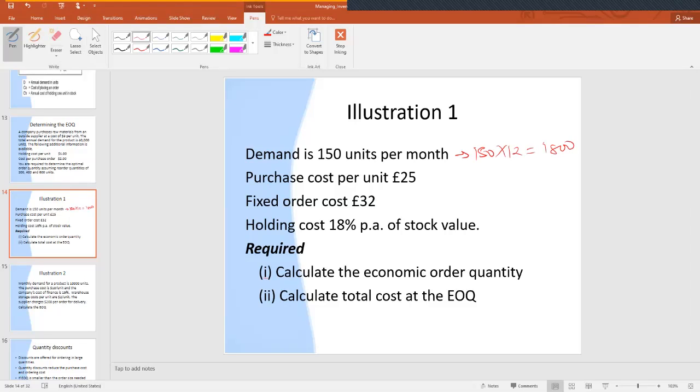Fixed ordering cost and holding cost also have to be per annum. The holding cost is 18% of the stock value, and the stock value is £25. Therefore the holding cost, CH, is equal to 18% times £25, which gives us 4.5 pounds. That is the holding cost. Next is the Q.